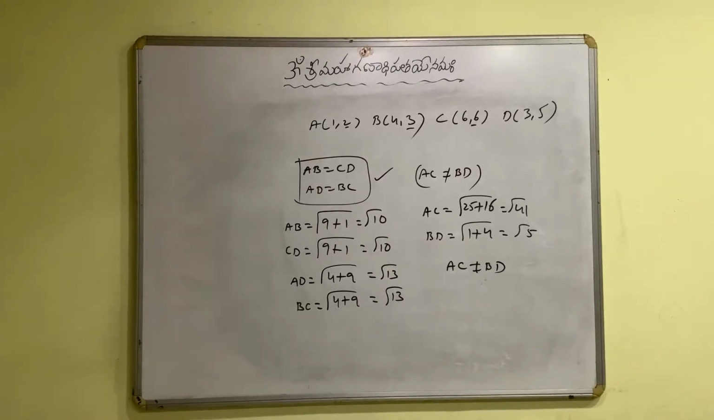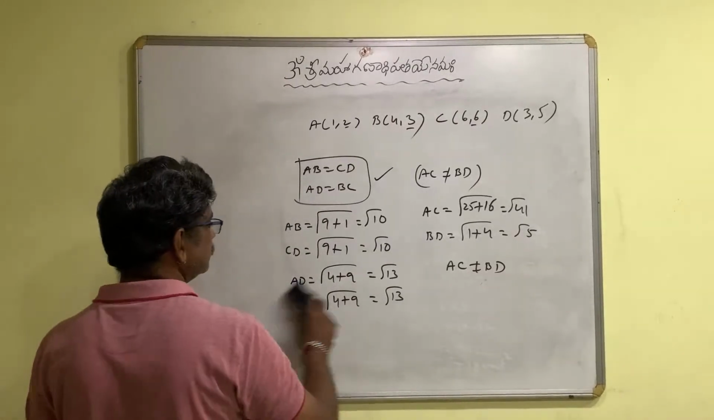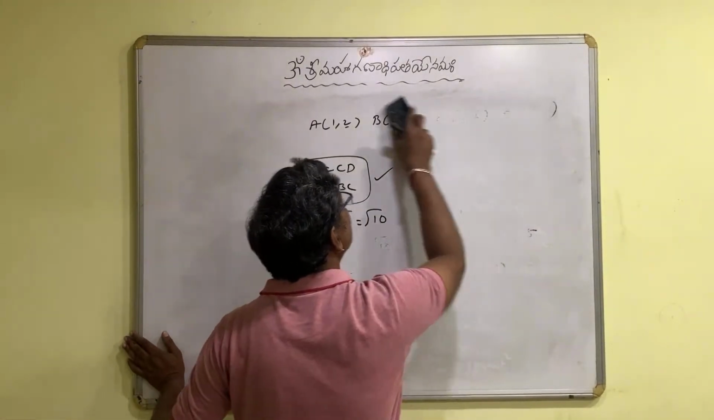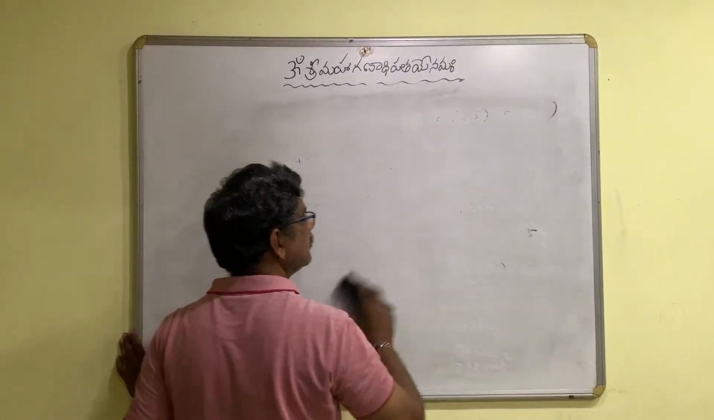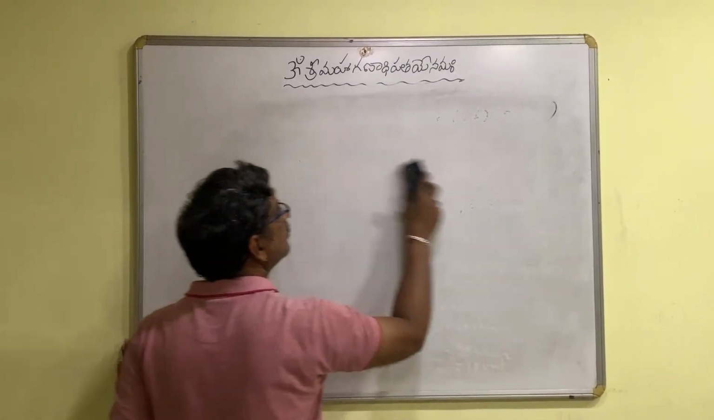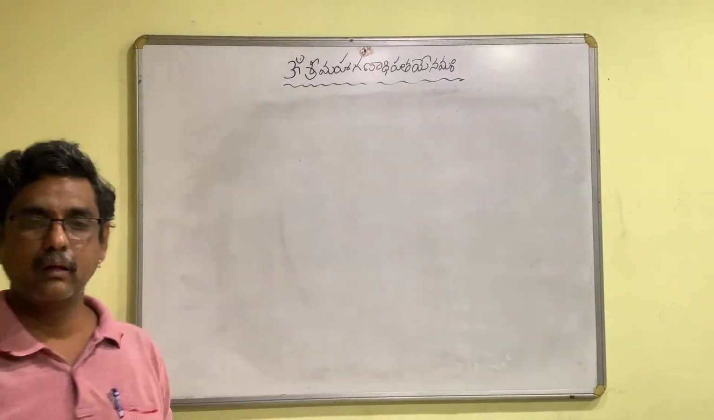Opposite sides are equal, but diagonals are not equal. Since opposite sides are equal, we can say that they are the vertices of a parallelogram. Since diagonals are not equal, we can clearly say that they are not the vertices of a rectangle. Okay? Next question.